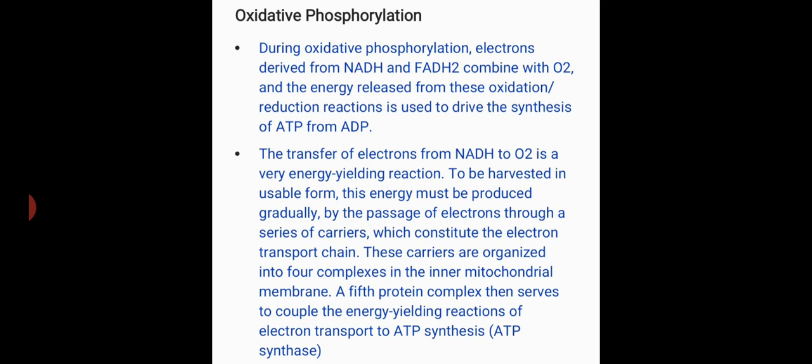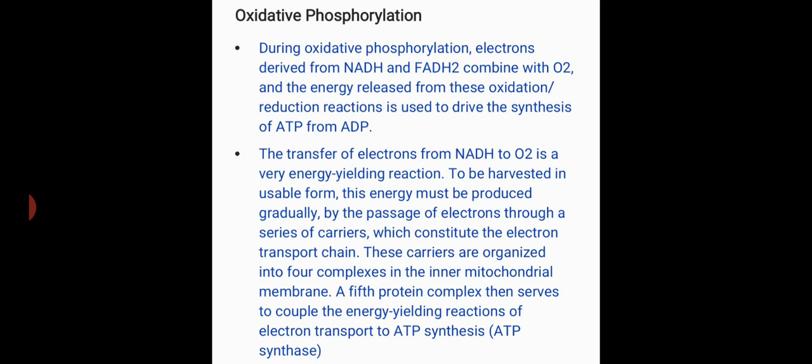We have read that most of the free energy that is released during the oxidation of glucose to carbon dioxide in glycolysis and TCA cycle is retained in the reduced coenzymes NADH and FADH2. Oxidative phosphorylation is the process in which this free energy is released by the oxidation of NADH and FADH2 and is used in the formation of ATP molecule.